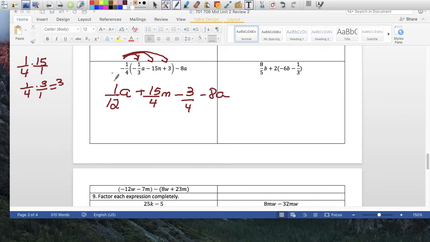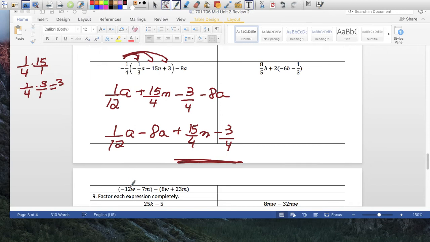So the only two terms I can combine, and I'll rewrite these, are 1 over 12a minus 8a, plus 15 over 4n minus 3/4. So these two are just going to hang out there. So I need to combine these two, 1/12 minus 8. You can. So let me just do this on the side. You can think of this as 1/12 plus negative 8. So definitely more negative, so I know my answer is negative.